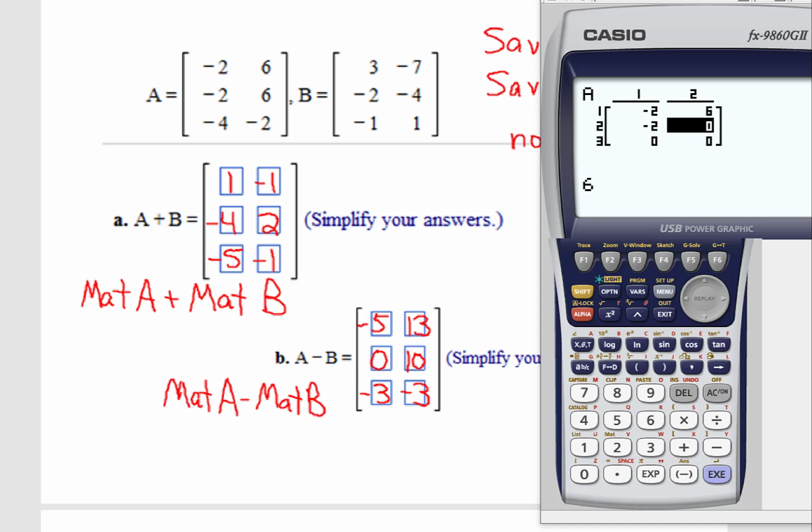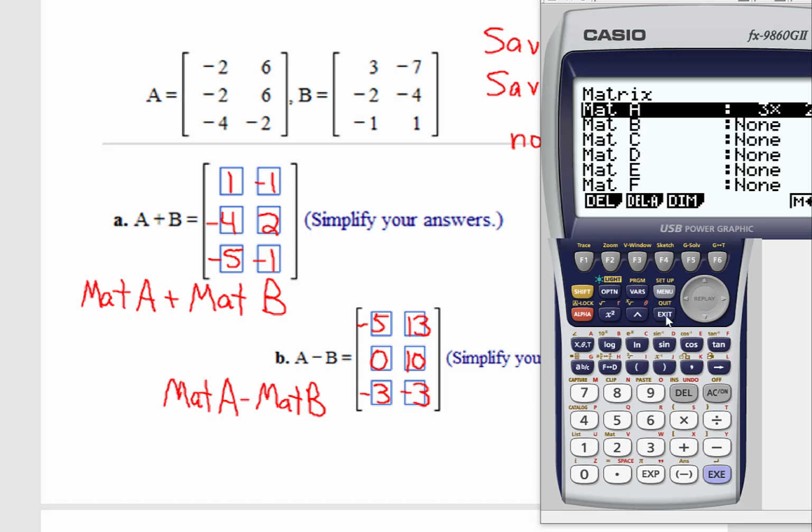Many times I'll just fly through them because I'm like, yeah, I'm just entering numbers. And then something will come up incorrect, and it's because I accidentally put a negative instead of, or I didn't put my negative in. So after I enter it in, I just go ahead and check it. -2, 6, -2, 6, -4, -2. Okay. After you've entered it in, then you'll exit out and we'll go down to matrix B.